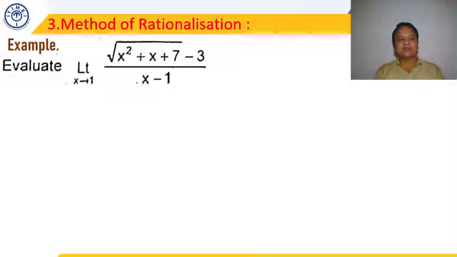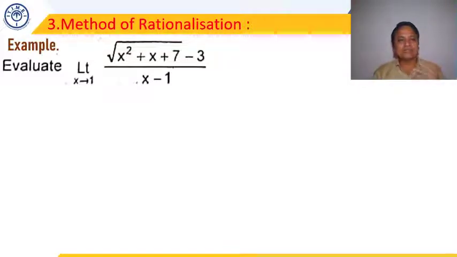We have to evaluate the limit of this expression as x is tending to 1. Now if we put x tending to 1 in the denominator, the denominator becomes 0. In the numerator, in place of x, it becomes 1 square is 1, plus 1, plus 7, that is 9. Square root of 9 is 3, so 3 minus 3 is also 0. So on putting x tending to 1, we are getting an indeterminate form, 0 by 0.